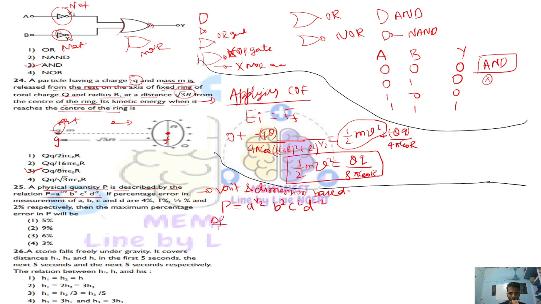Let's suppose percentage error is delta P upon P into 100. It becomes 1 by 2 delta A by A into 100, plus 2 times delta B by B into 100, plus 2 times delta C upon C into 100, and minus delta D by D into 100. Sorry, I misunderstood here: it is 1 by 2, so 1 by 2 is 2, and this is minus delta d by d into 100.